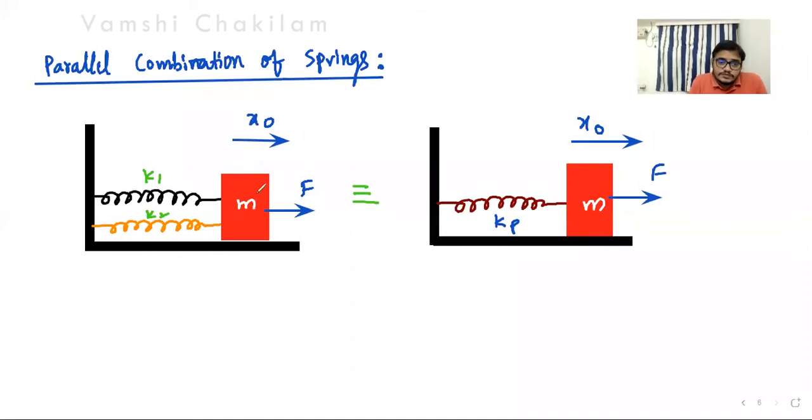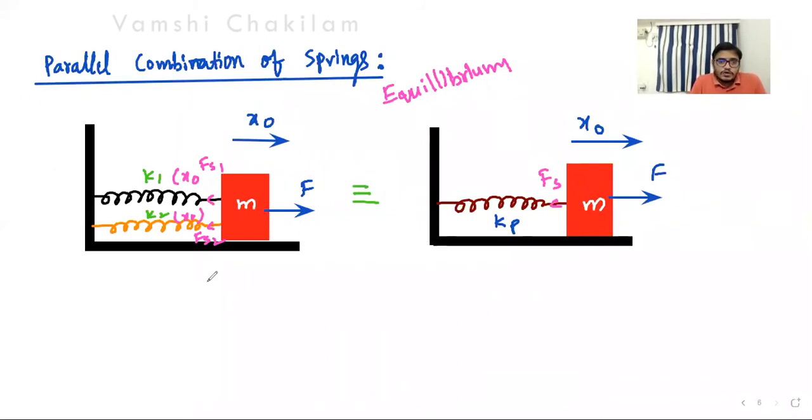Here, if this block displaces by x naught to the right, what is the elongation in this spring? X naught. In this also? X naught. Very good. This is spring force 1, this is spring force 2. Here also some spring force Fs. The condition is equilibrium in both cases, the block is in equilibrium. So when it is in equilibrium, F is equal to Fs1 plus Fs2. Here F is equal to Fs.